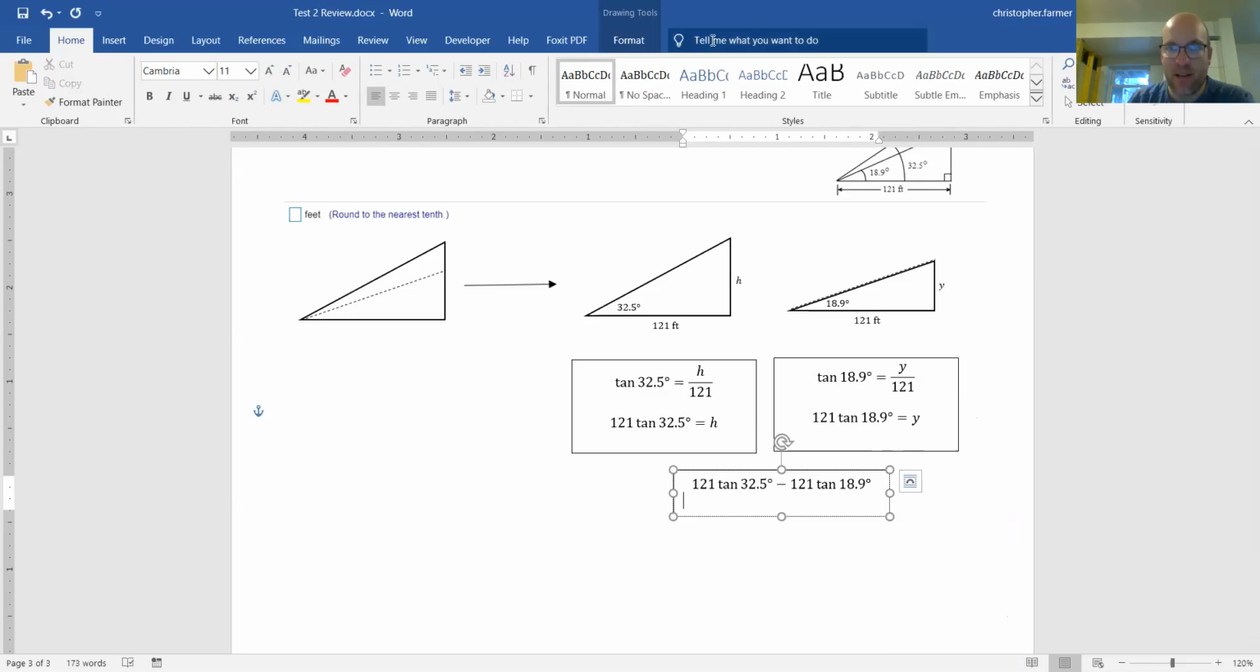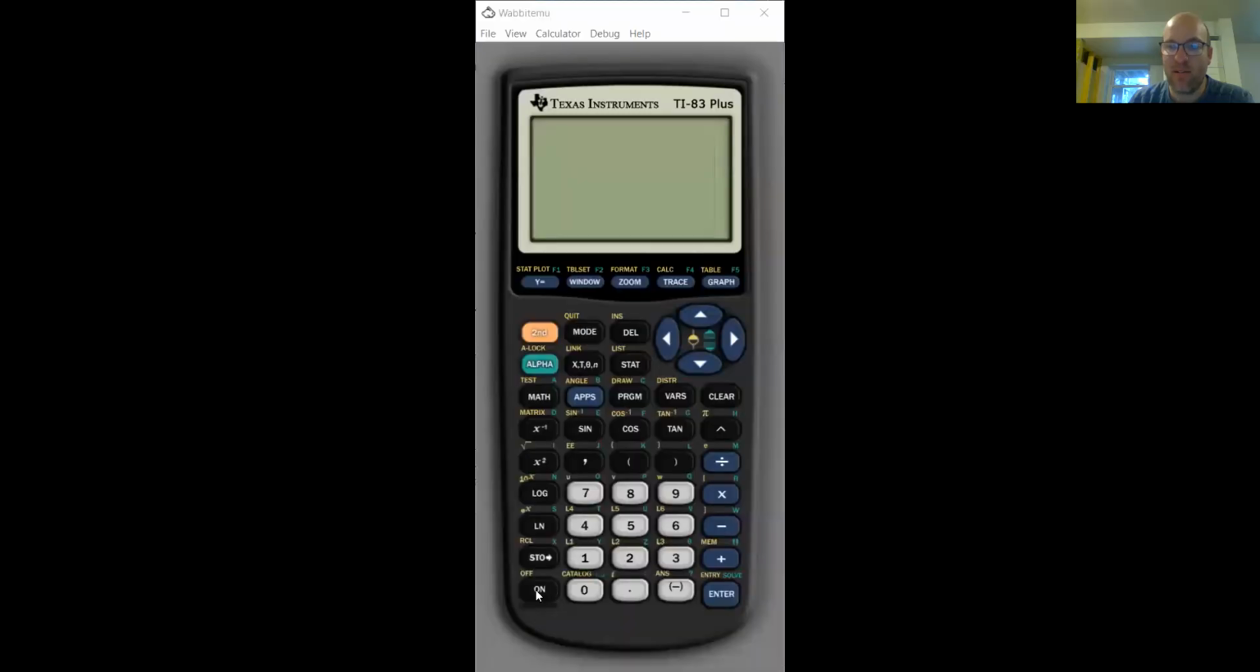I almost hesitate to bring this up, but you definitely don't want to do this one part at a time. Just type this whole thing into your calculator all at once, to make sure it's clear that you should be using a calculator that way. We had 121 times tangent of 32.5, and then subtracting away 121 times tangent of, I believe it was 18.9, yeah.